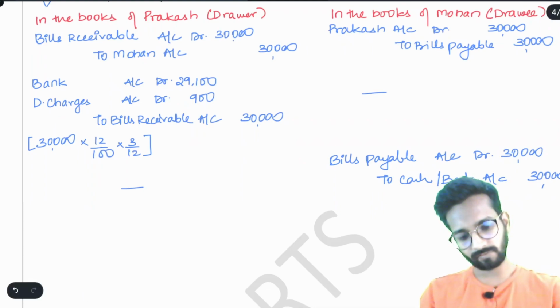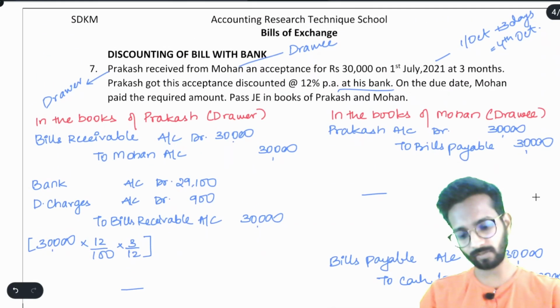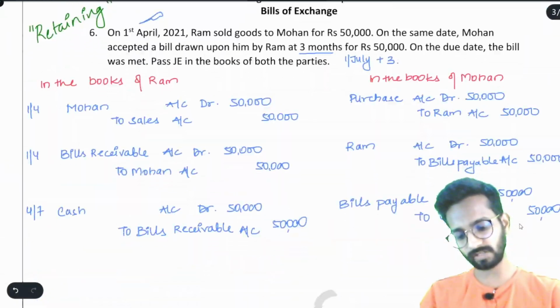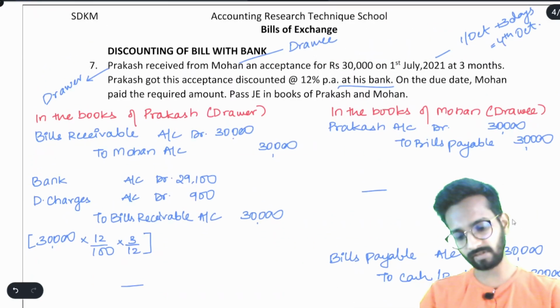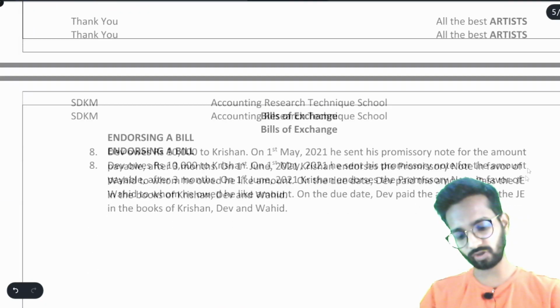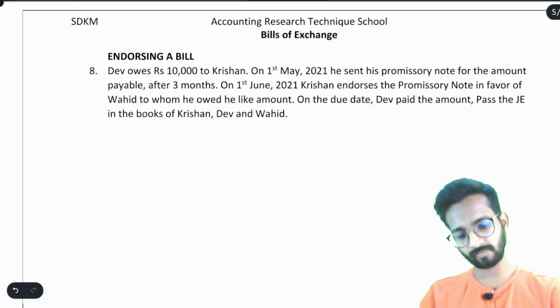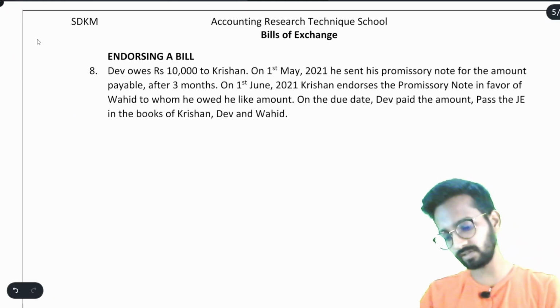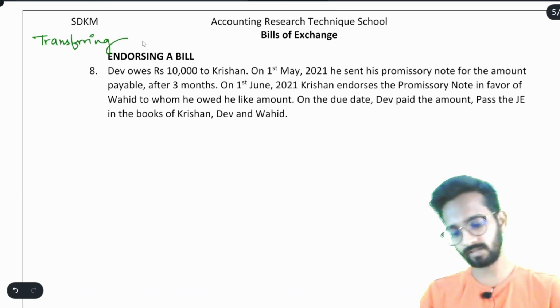Now the fourth option we had here was endorsing the bill. Understand, this was the retaining. After that we learned that bill sent for collection, then this discounting of bill. Then the fourth option we have here is endorsing. What is endorsing? It just means you have transferred the bill. Transferring the bill.